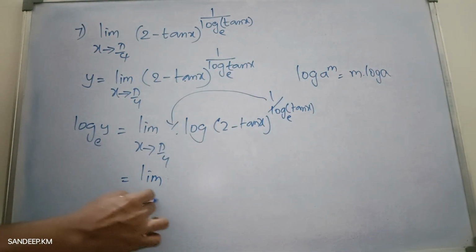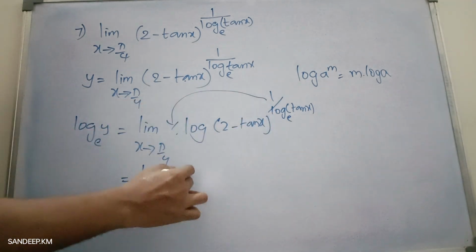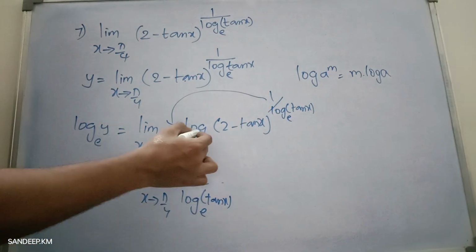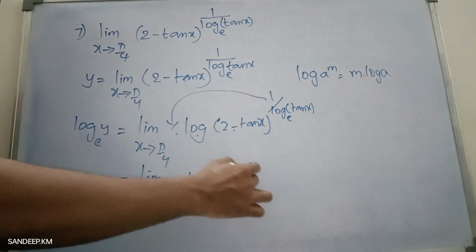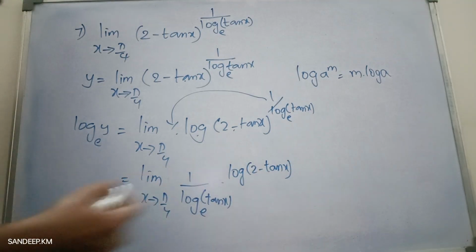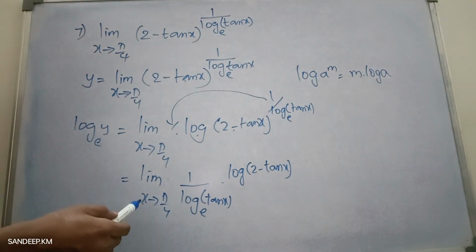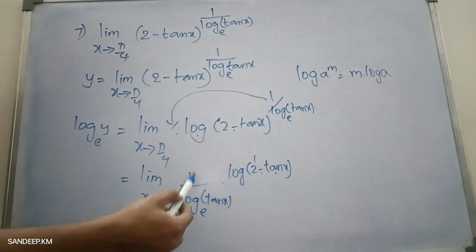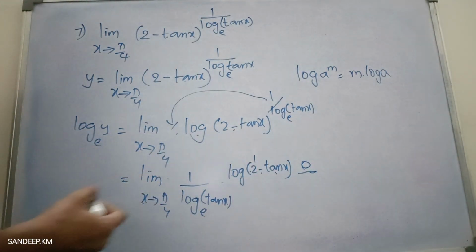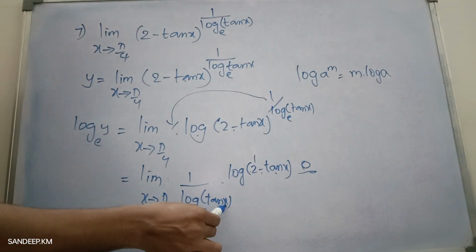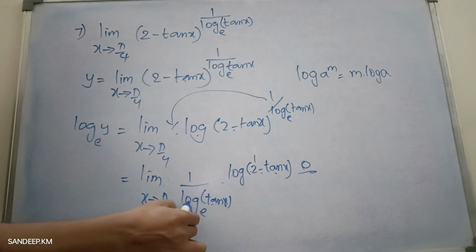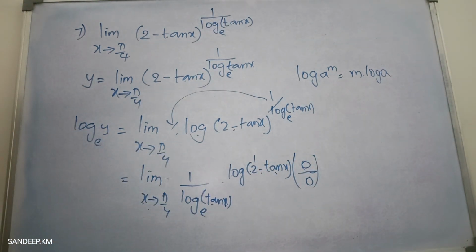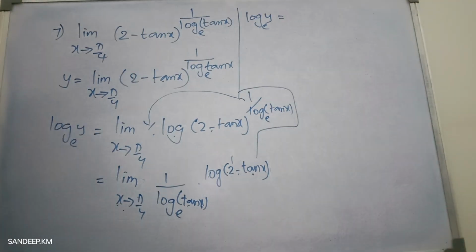So limit x approaches pi by 4. The power becomes the coefficient: 1 divided by log of tan x base e into log of 2 minus tan x. Now if you substitute x as pi by 4, tan pi by 4 is 1, 2 minus 1 is 1, and we are getting log 1. Log 1 is 0. So the numerator is taking the value 0, and here also if you substitute x as pi by 4, tan pi by 4 is 1, log 1 is 0. So the function is taking what form, dear students? 0 by 0 form.